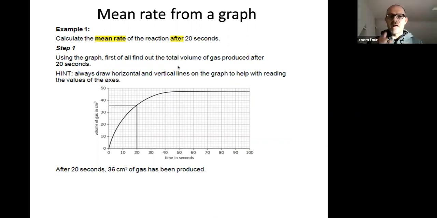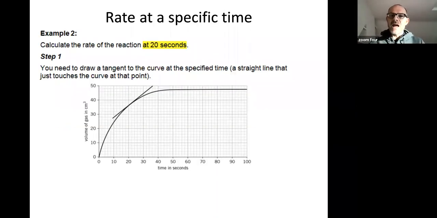Okay, you might want to watch this again or have a look at these slides in your Google Classroom just to check that. Now, if it asks for a rate at a given time, doesn't say mean in there anywhere, just says rate, and it says at 20 seconds, that's your clue that it's this technique. Basically, you have to draw a tangent to the curve at that specified time. So a straight line that just touches the curve and has the same amount on either side of the curve.